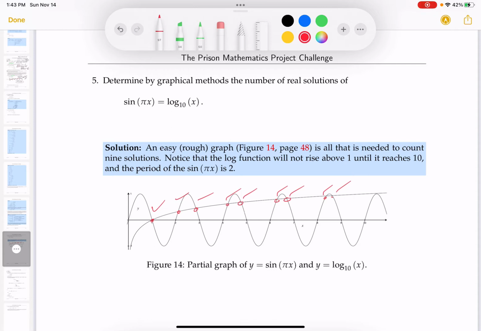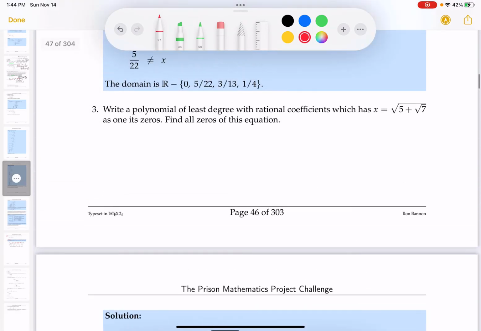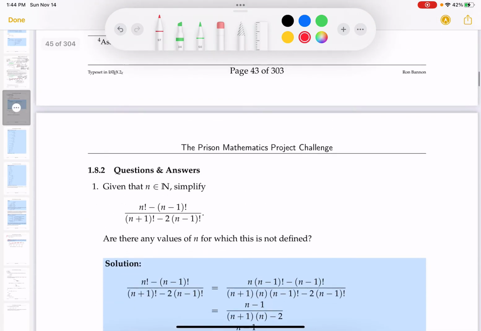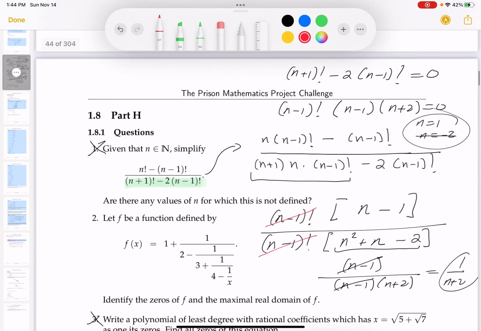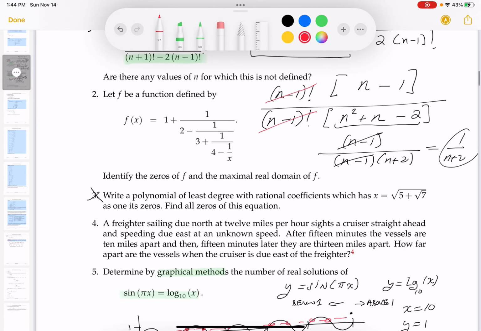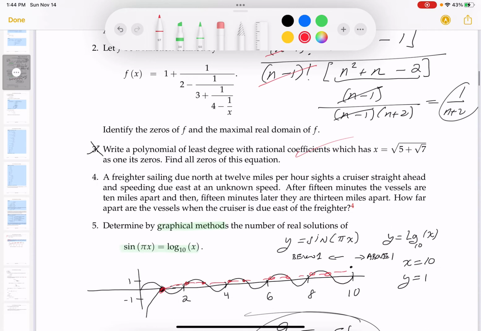Again, I did a rough graph. It's all needed to count 9 solutions of that problem over there. So that one's done. Not bad. All right, let's keep going. The other one's probably more challenging for me. So we did 1, 2 was fairly simple, 5 was fairly simple, and I did 3. I got 2 left, 4 and 2.